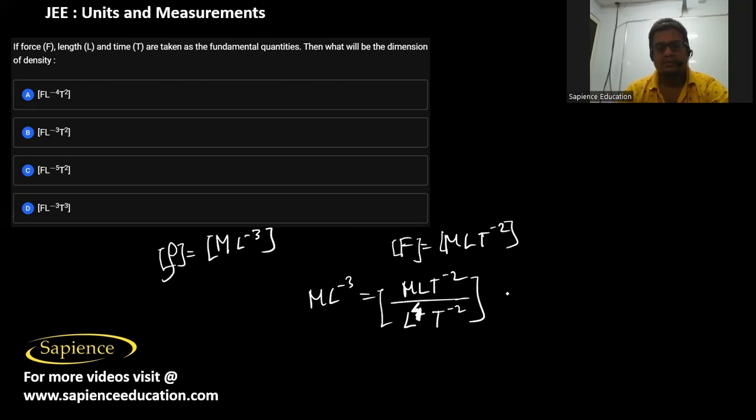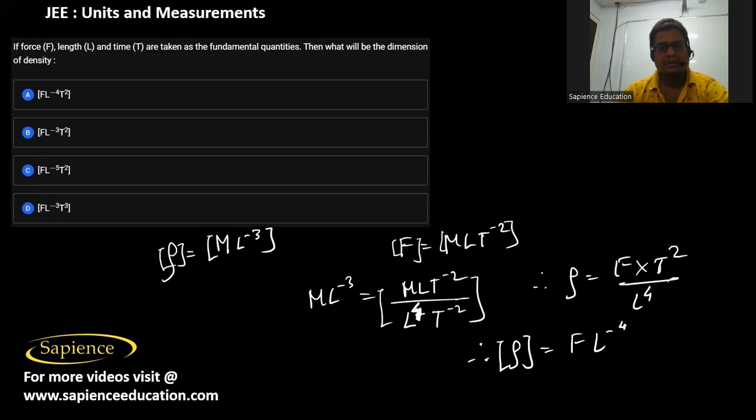Therefore we can tell that rho is equal to force into time square divided by length power 4. So the dimensional formula for density will be F into L power minus 4 into T power 2. Or we can solve it like this also.